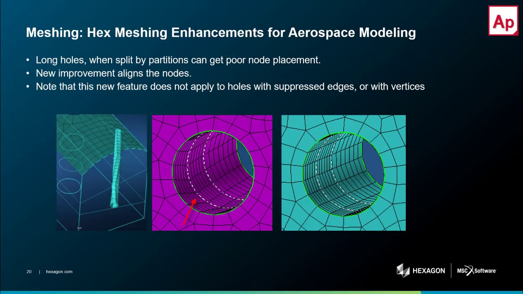Next, let's talk meshing. One of the most popular meshing capabilities inside of Apex is hex meshing, and this has been enhanced in the recent release of Apex. Things like long holes and long tubes and fastener holes previously ended up with a less than stellar mesh, and now in the latest release, this has been fixed because Apex can recognize where these long tubes or fastener holes exist and optimize the mesh accordingly.